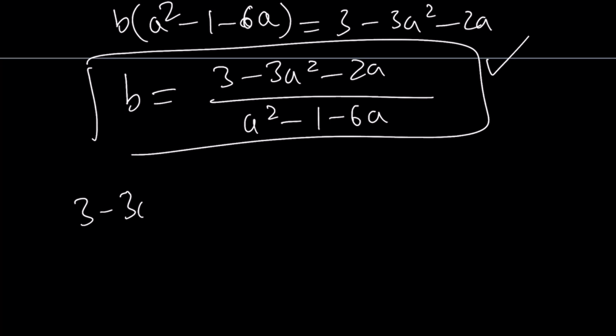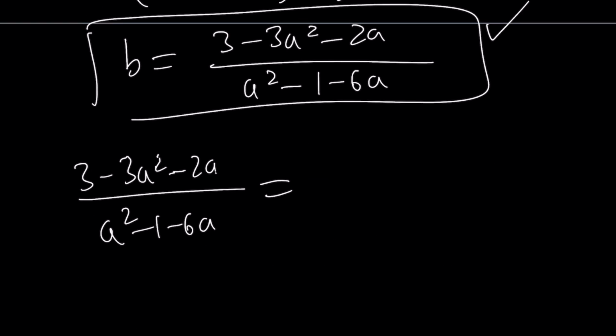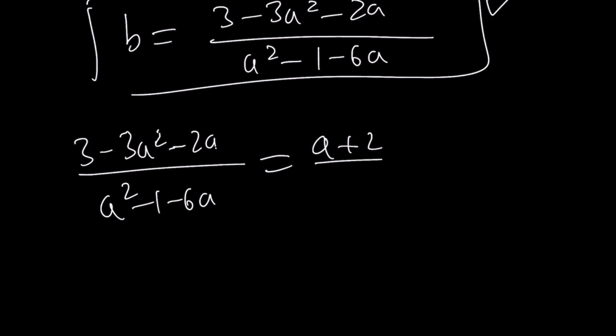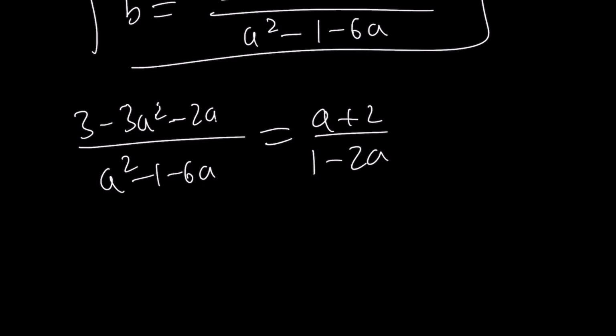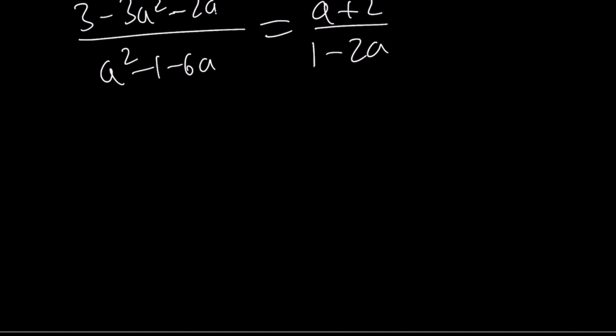So we have 3 minus 3a squared minus 2a divided by a squared minus 1 minus 6a, and that equals a plus 2 divided by 1 minus 2a. So we got an equation for a only. And if you simplify this equation, you're going to multiply, you're going to get a cubed, another a cubed, that's going to be like 6a cubed. You're going to subtract 5.